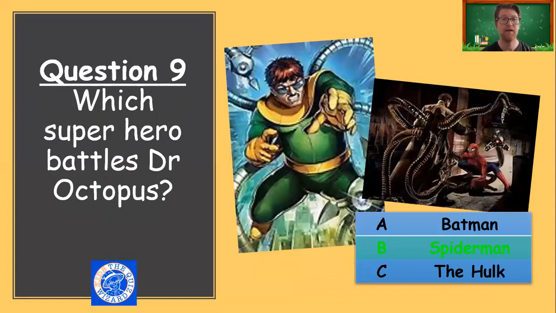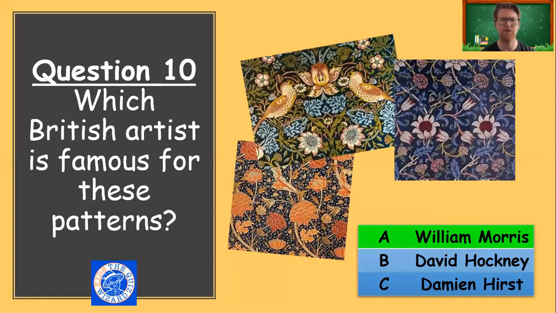Question 9. The superhero who battles Dr Octopus is Spider-Man. And number 10, well done if you got this. The British artist famous for these patterns is William Morris. Used in lots of household items like cushions and furniture. Why not have a try at replicating some of his patterns, or make your own pattern in the style of William Morris?